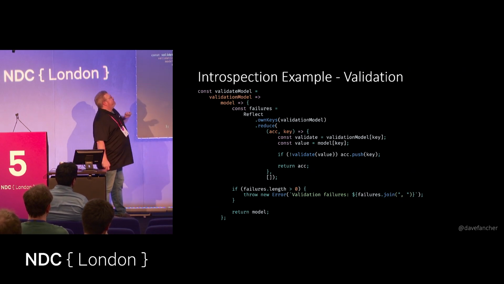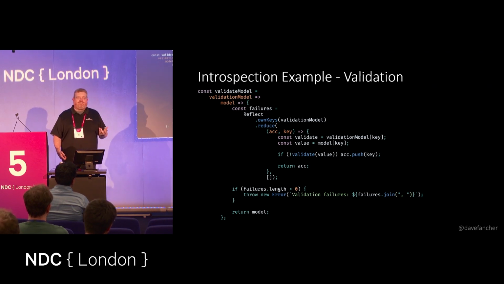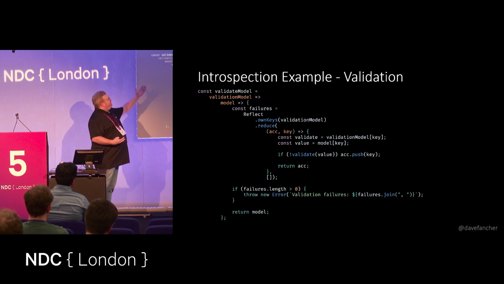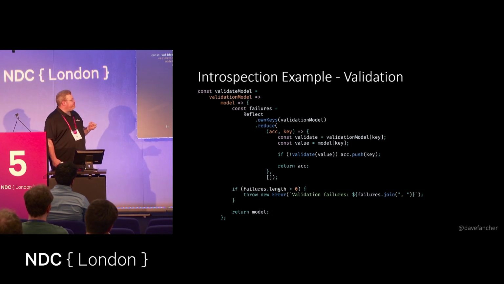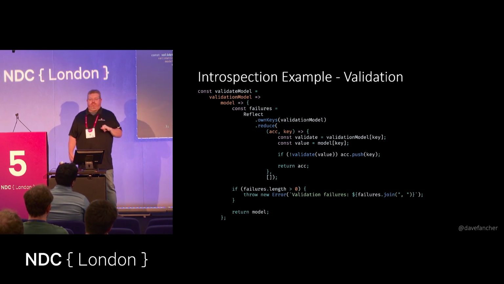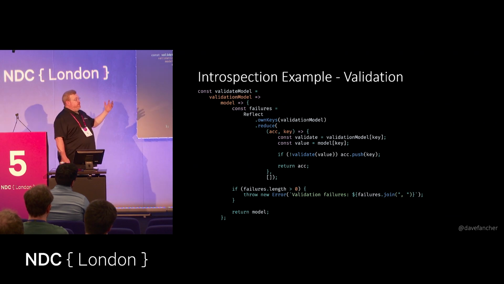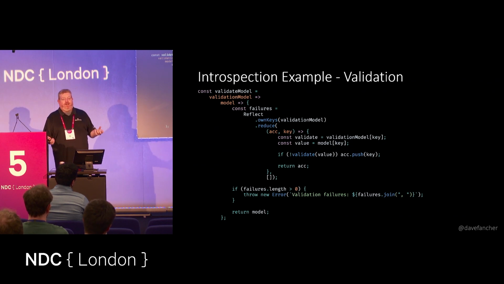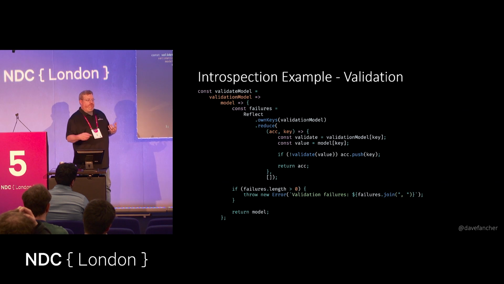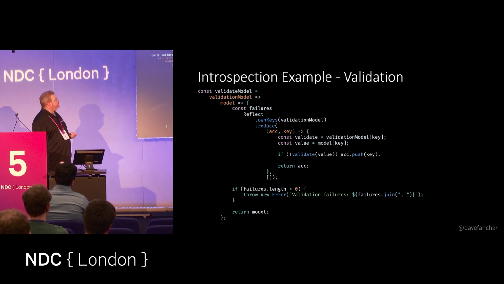So this function called validateModel accepts a validation model, which is just an object that has some properties, but instead of having actual data values, they have functions as values. And then it accepts the model that we want to validate. We use Reflect.ownKeys against our validation model to know what properties we want to validate. And we reduce against those, essentially looking to see if the value in our model satisfies the predicate from the validation model. We'll see an example of this on the next slide. If we have any failures, we throw an error and we don't proceed. Otherwise, we return the model.